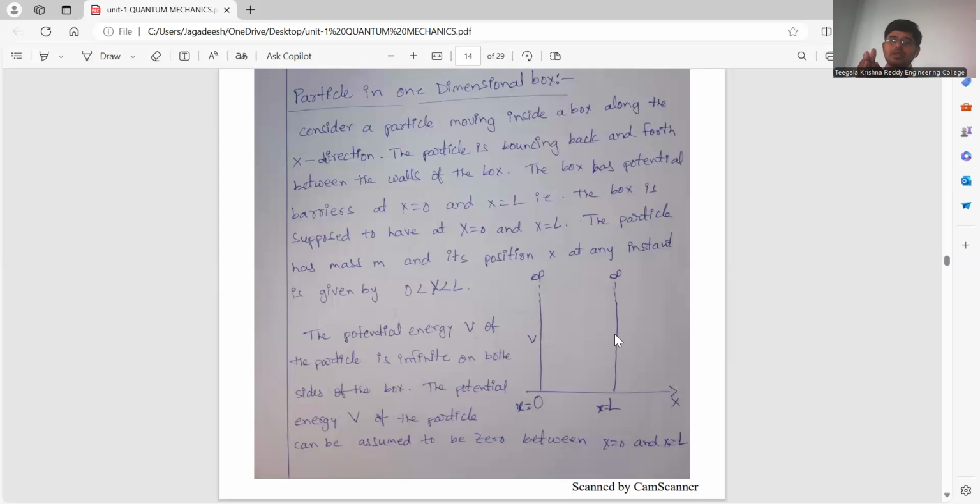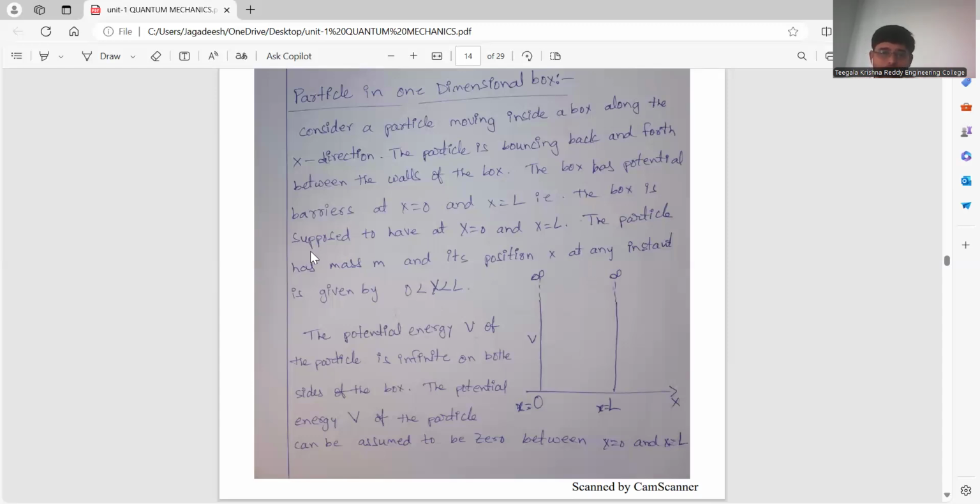We consider the wall here, where the potential energy is infinity. When the potential energy is infinity, the particle cannot go outside. The particle stays only inside the box, moving with some velocity. Then the particle has kinetic energy.